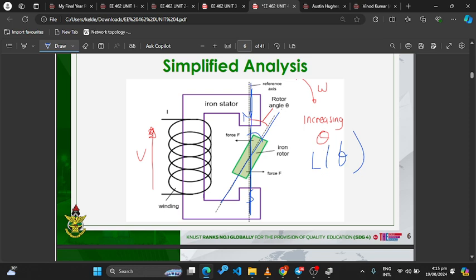In this case, the stator pole axis is always going to be like this. It's not going to change because the stator is stationary. It doesn't move. So it's always going to be like this. We are using this axis as the reference. So anytime we are talking about rotor angle, we are talking about the angle of displacement between the rotor axis and the stator axis.